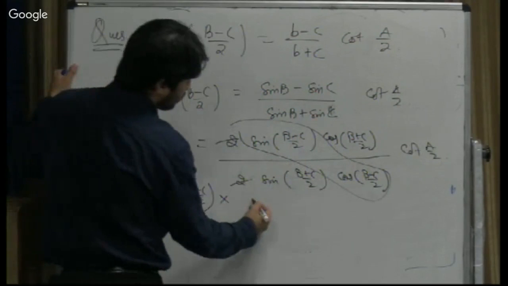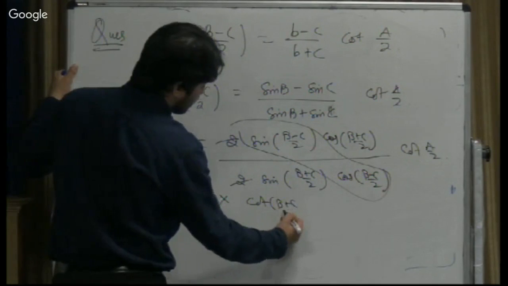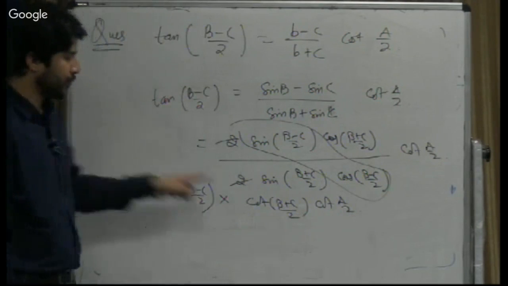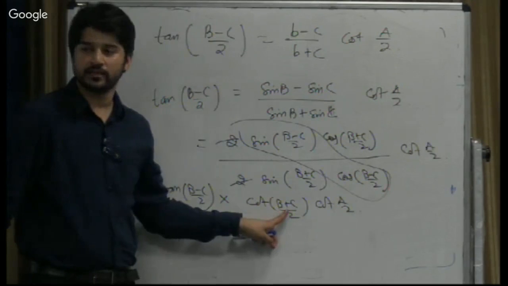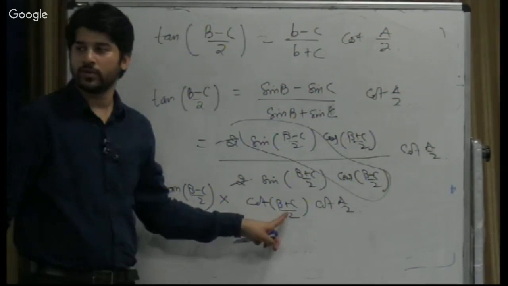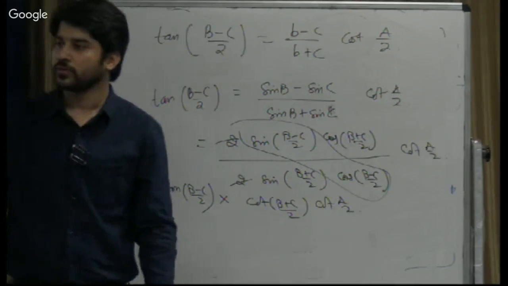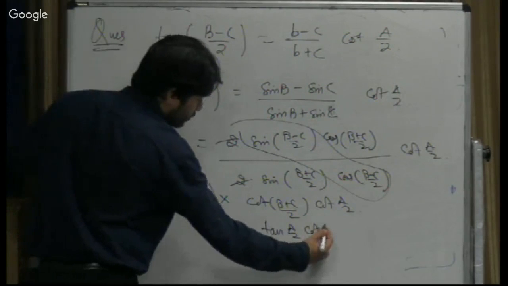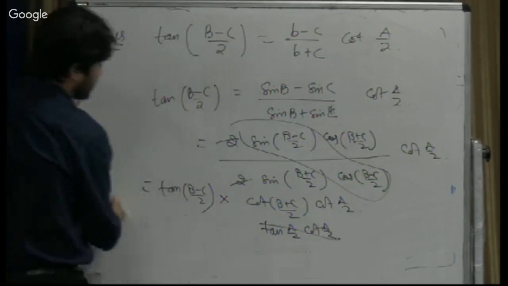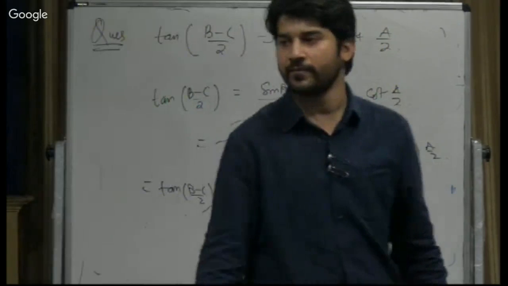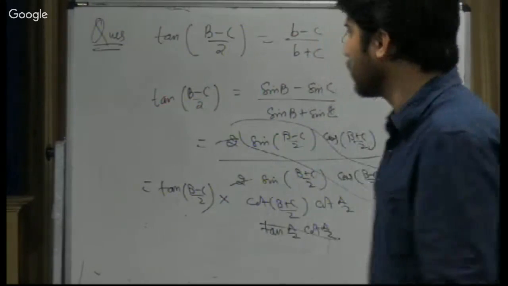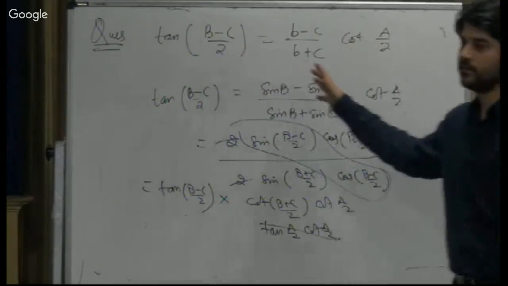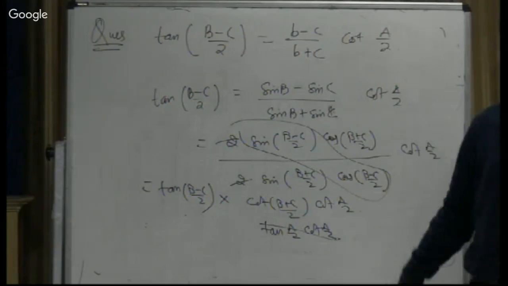What you got is cot (b plus c) by 2 into cot a by 2, which I can write as cot (pi by 2 minus a by 2). And what is cot (pi by 2 minus a by 2)? Tan a by 2. So I can say tan a by 2 into cot a by 2. So eventually this will go off. So left side equal to right side. समझ में आया? नहीं समझ में आया? Okay, so very easy question, right? Basic concept of sine rule, and you are there.